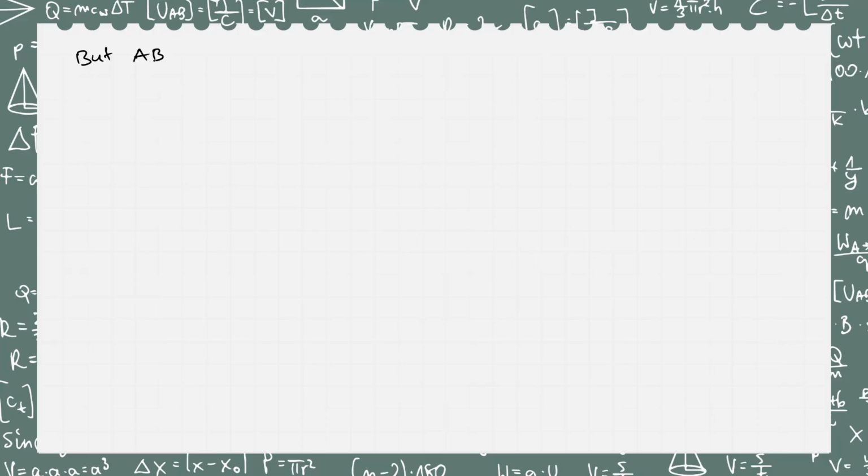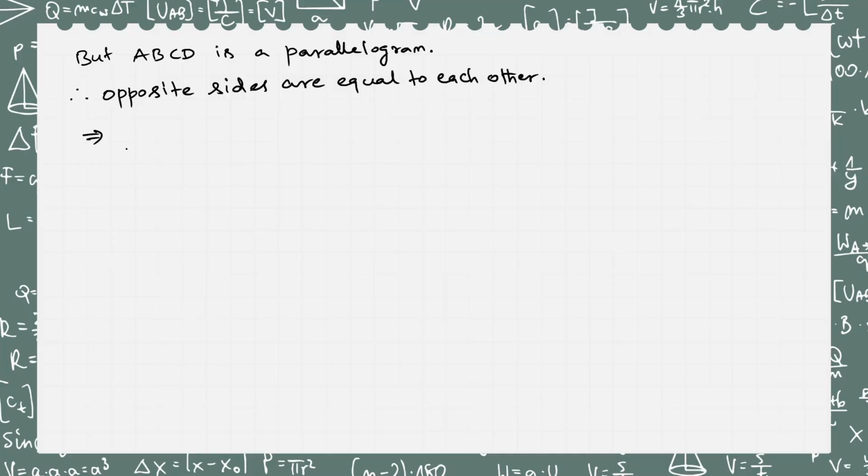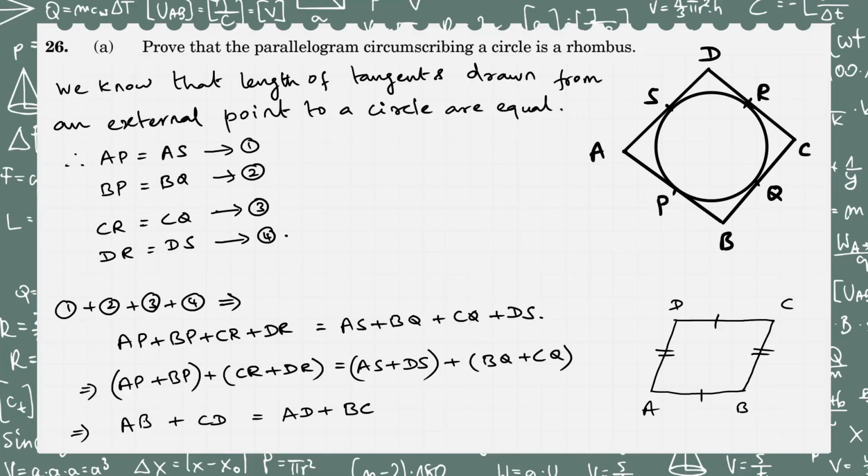But ABCD is a parallelogram. Therefore, opposite sides are equal to each other. That implies AB equal to CD and BC equal to AD. Right? Now, whatever we have found in the last step, let us call this the fifth equation, because we are going to put the thing we have found now in this fifth equation. Okay, let us see what happens.